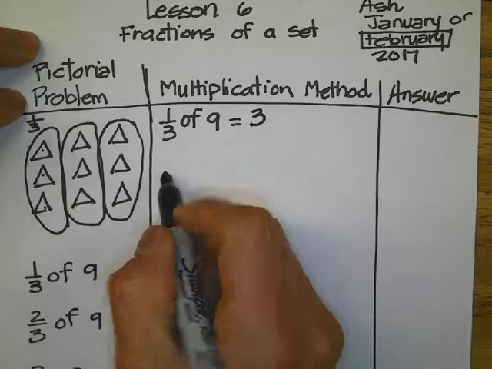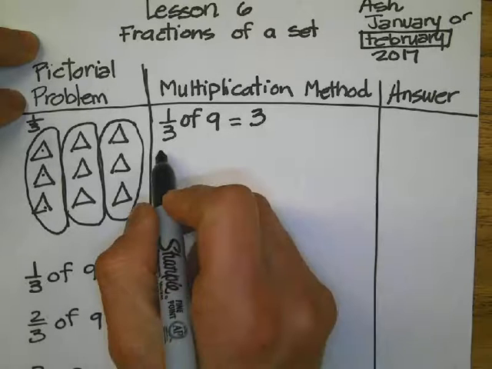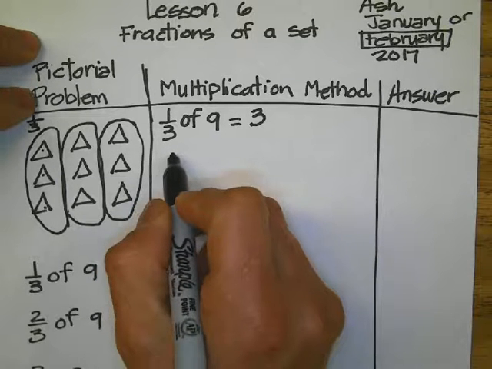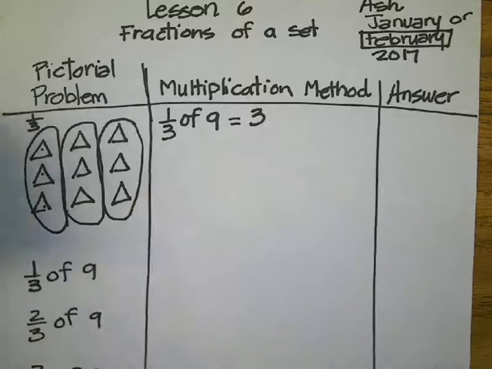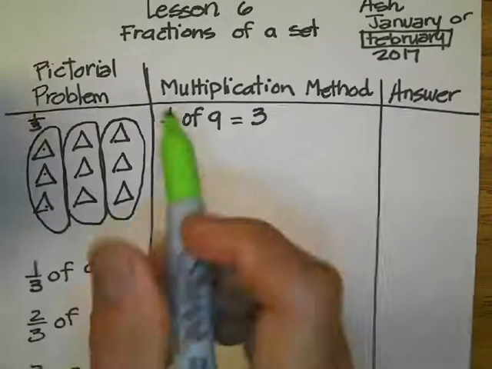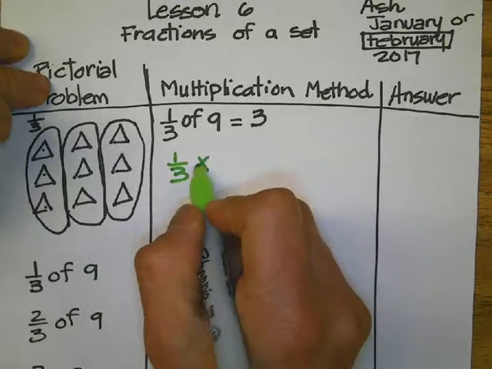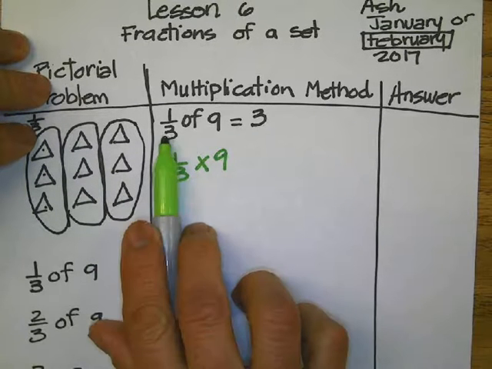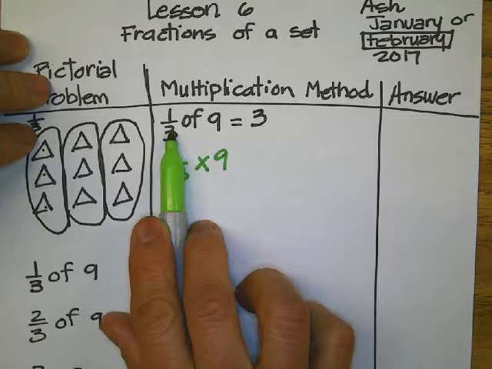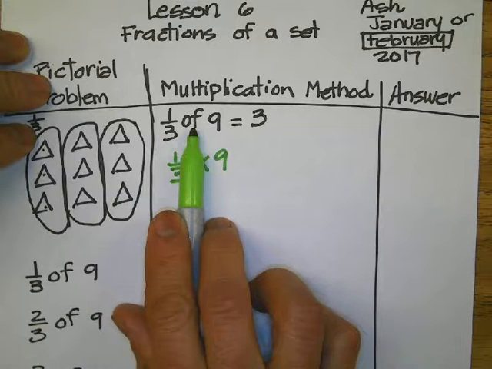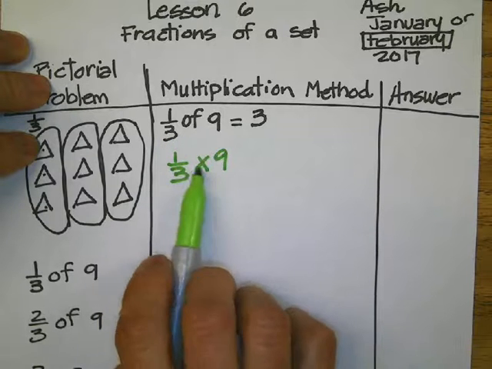But before we do that, we're going to show the multiplication way to solve this. Let me use a different marker. If we have 1/3 times 9, that's what it means. This one says 1/3 of a set of 9, which is 1/3 times 9.